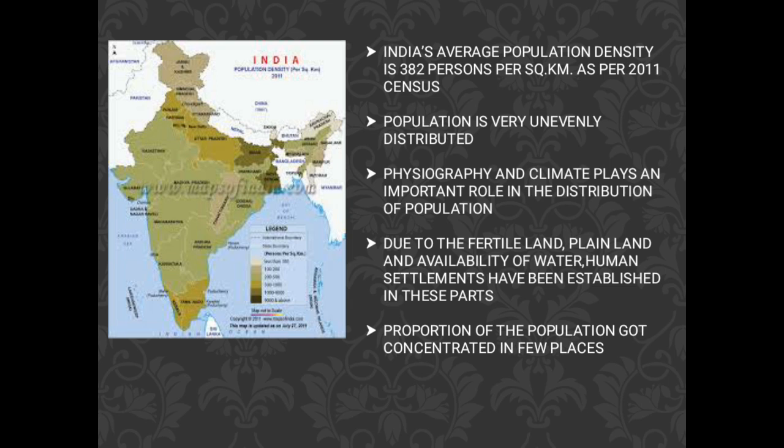For example, the northern plains of the country, Delhi, Kolkata, Mumbai, Pune, Bengaluru, Chennai, etc. On the contrary, in mountainous hilly regions, dry desert areas, and dense forest areas, density is sparse because of inaccessibility, absence of facilities, and tough life.